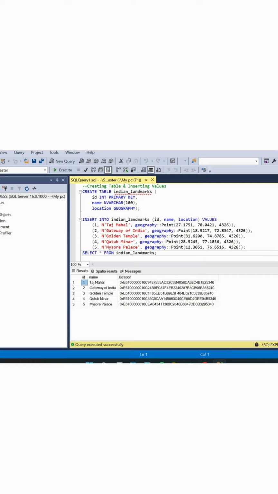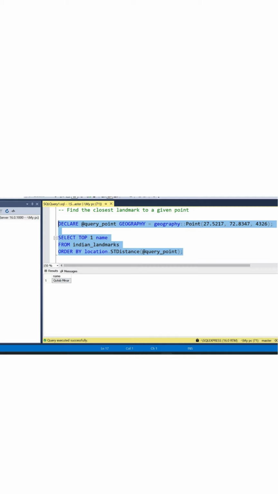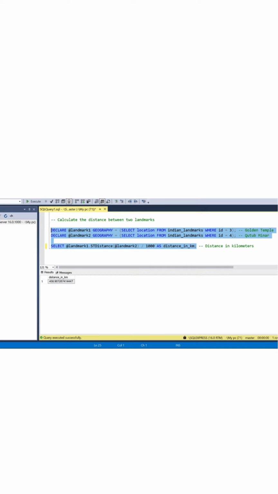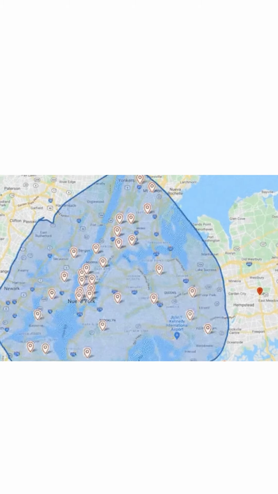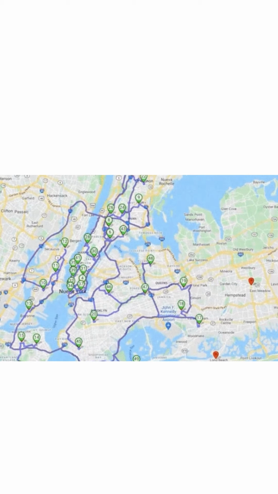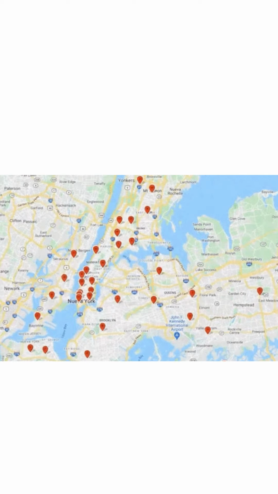I have created a table called Indian Landmarks and inserted values of 5 famous places. Using SQL, I ran a query to find the nearest landmark to a given point and randomly took some point and got my output as Qutub Minar. I ran another query to find out the distance between Golden Temple and Qutub Minar and got my output as 408.9 kilometers.